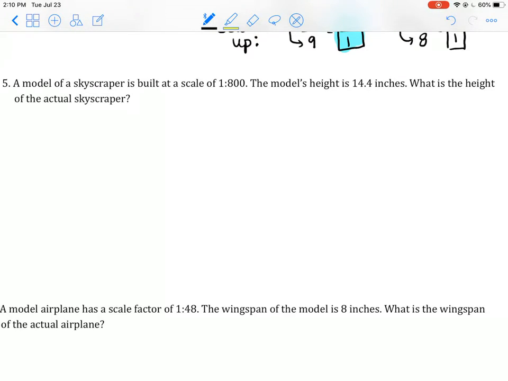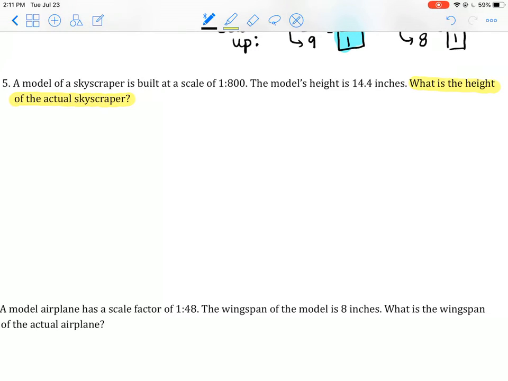Hello there, and here is problem 5. A model of a skyscraper is built at a scale of 1 to 800. The model's height is 14.4 inches. What is the height of the actual skyscraper? So we are looking for a number value, the height of the actual building.